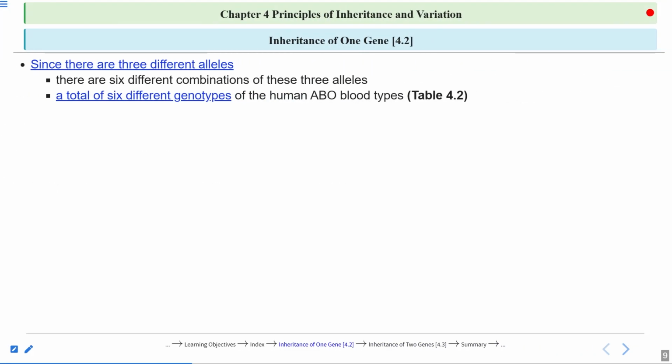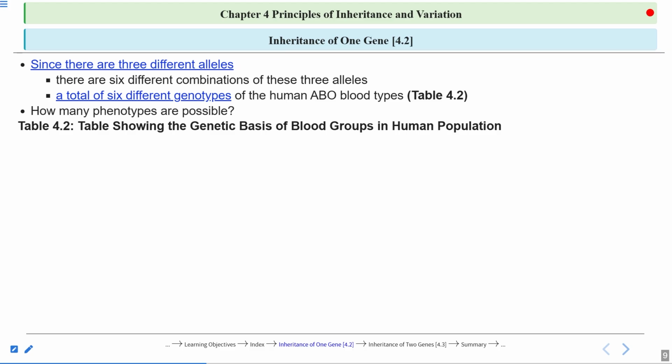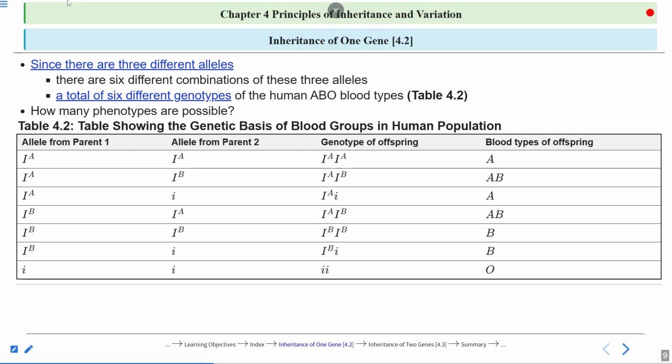Now, since there are 3 different alleles of the gene I, there are 6 different combinations of these 3 alleles. Okay, and a total of 6 different genotypes of the human ABO blood type. So let's have a look at this table 4.2, and you can calculate how many phenotypes are possible now. So this is a table showing you the genetic basis of blood groups in the human population. Now let's see here. In total, there will be 6 genotypes and 4 phenotypes. So humans are diploid, so they will inherit one gene allele from one parent, another allele from the other parent. So these are the different combinations that can be made.